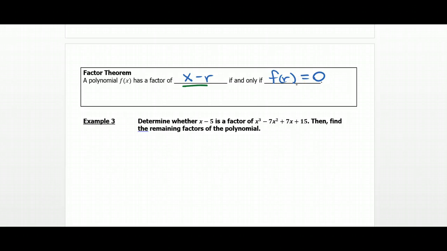Okay, what is a 0? It's a number that if you plugged it into the original function, it gives you an output of 0. Okay, so x minus r is a factor if r is a 0. That's all that factor theorem is saying. And so we're going to apply that now to a few examples.